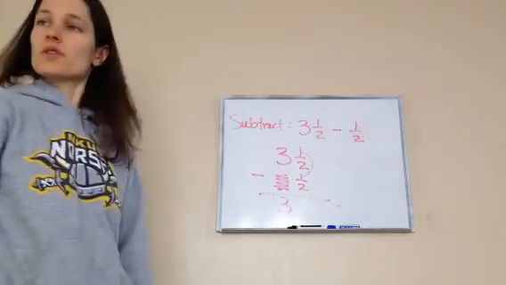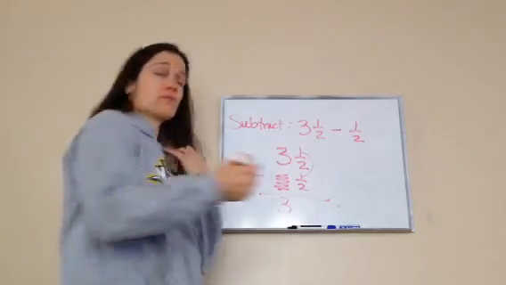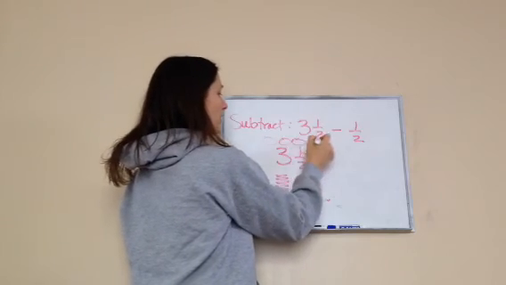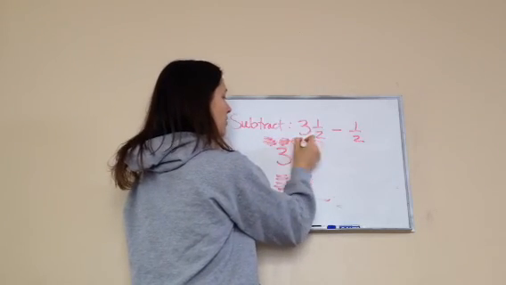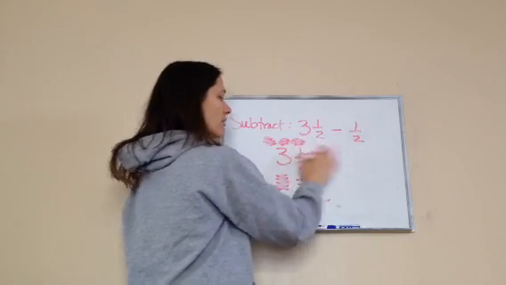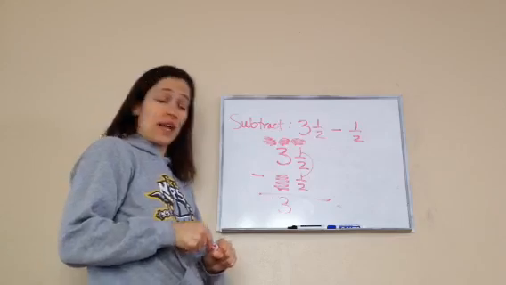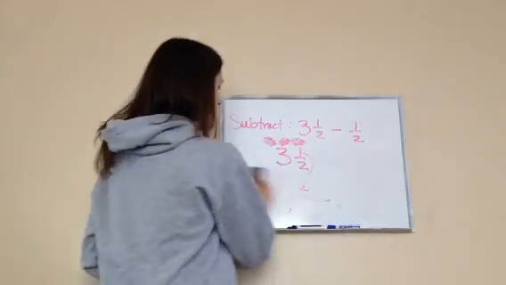Very good. You understand it? If you needed to draw it out, you could. 1, 2, 3.5, and then take away 1/2. You'd get 3. So if you need to draw, you can. All right, that's lesson 43.